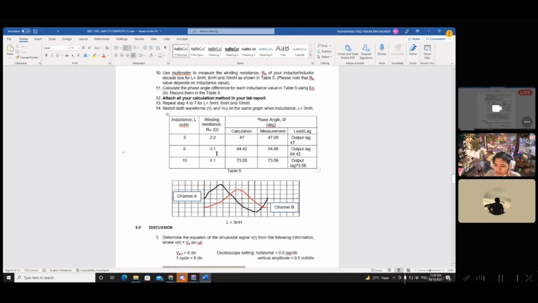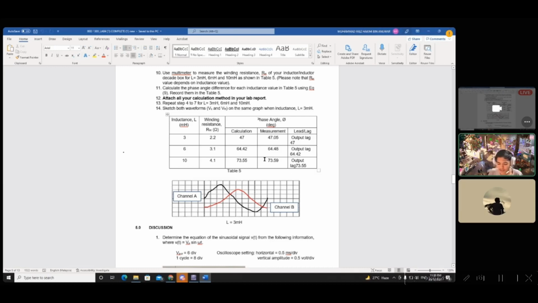So we find the RW of the decade box. The formula is arctan of XL over R plus RW. We need to find the XL first, and the formula for XL is 2 pi FL. Then we just put the XL into the formula, arctan of XL over R plus RW, so we can get the phase angle.